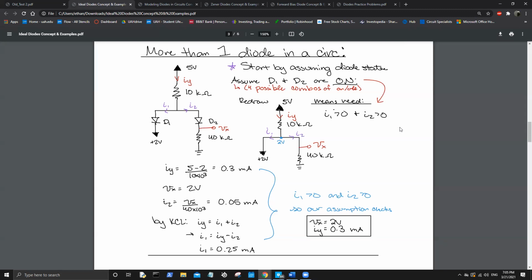I guess we'll look at this 2 first, because this one doesn't look too complex. So it draws 5 volts, because we have a 5 volt supply here. So that means diode current I1 must be greater than 0. Current I2 must be greater than 0, because in this instance she's assuming the state where they're both on. So both of them require current in the branch.